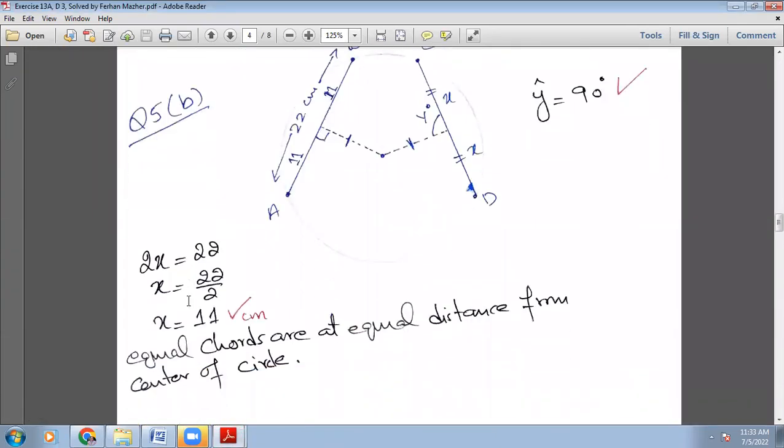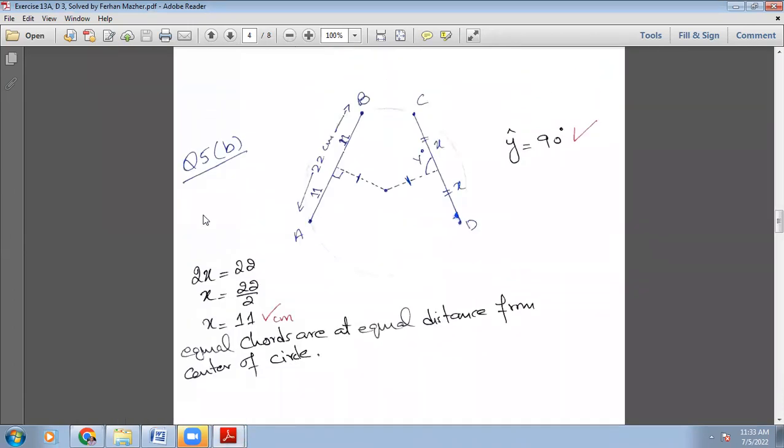It's again purely a conceptual question, and there's no calculation involved. Because this chord and this chord are at equal distance from the center, both chords will also be equal in length. So if this is 22, this whole chord CD will also be 22. And x is the half portion of the chord. So 22 divided by 2 will be 11 centimeter.